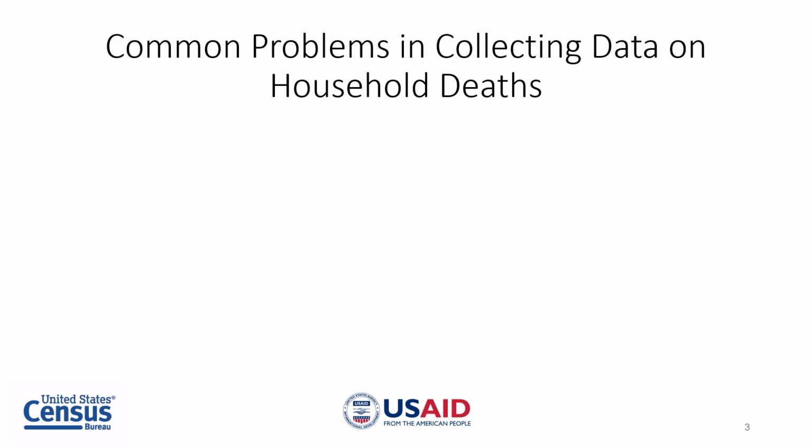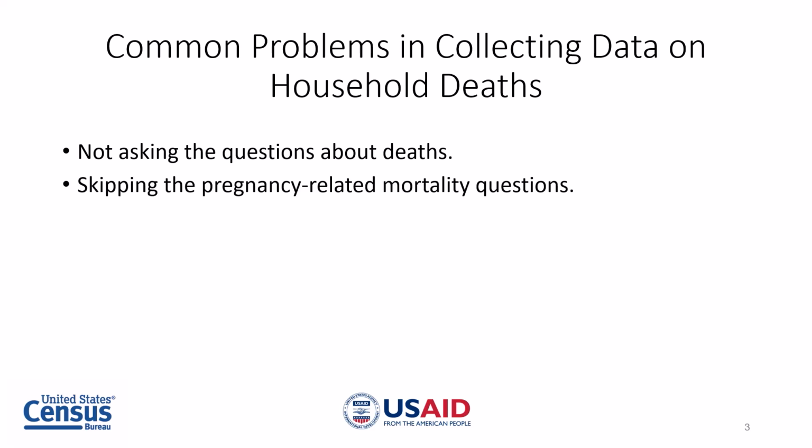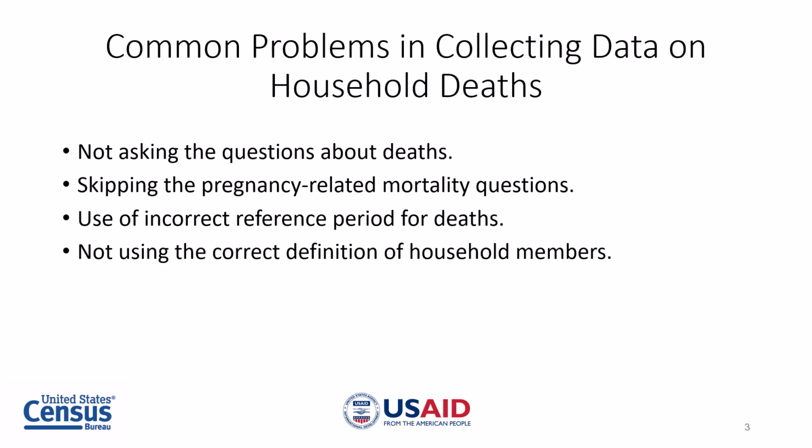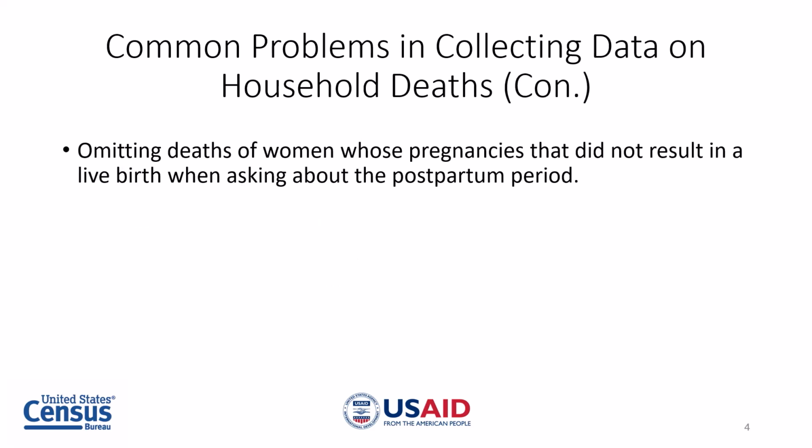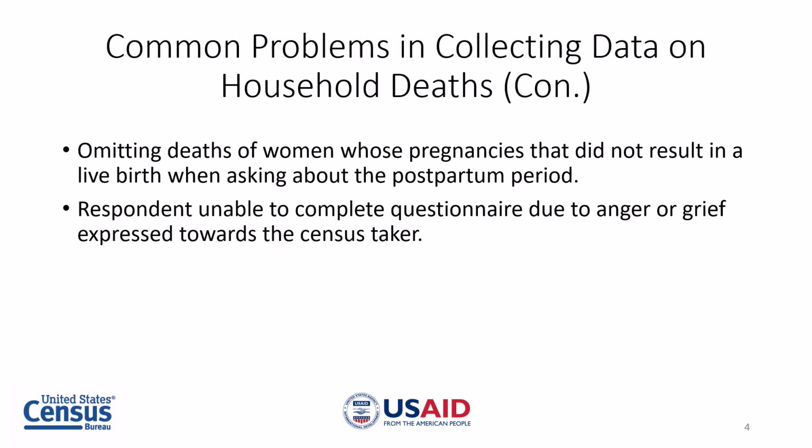Some common problems that happen during data collection are not asking the questions about deaths, skipping the pregnancy-related mortality questions, use of incorrect reference period for deaths, not using the correct definition of household members, incorrect recording of age at death, omitting deaths of women whose pregnancy did not result in a live birth when asking about the postpartum period, and respondent unable to complete questionnaire due to anger or grief expressed towards the census taker. We will discuss each of these problems and some suggestions for how to minimize these problems.